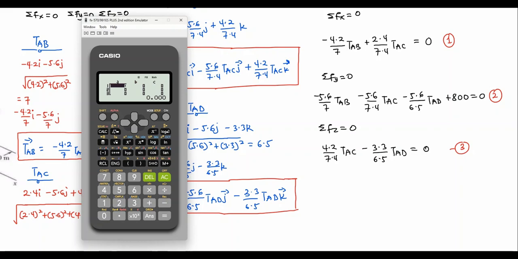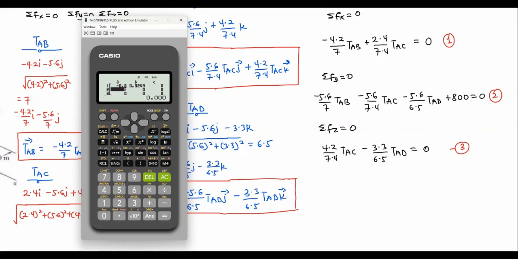So for the first equation, the coefficient of TAB is minus 4.2 on 7. And then the coefficient of TAC will be 2.4 divided by 7.4. And then for TAD, that will be 0, and on the right hand side also you're going to have 0.